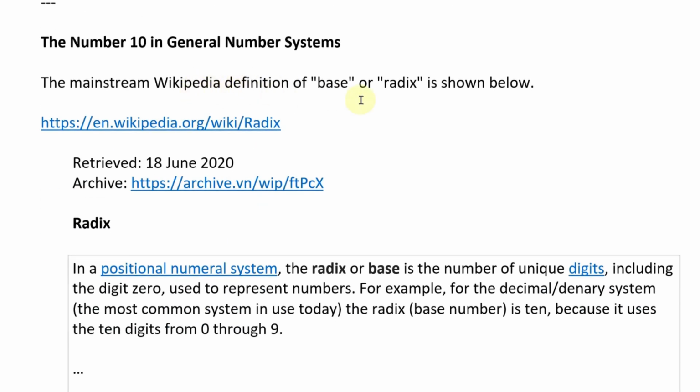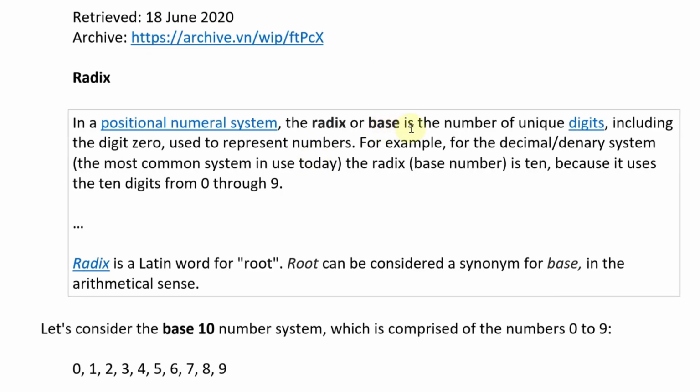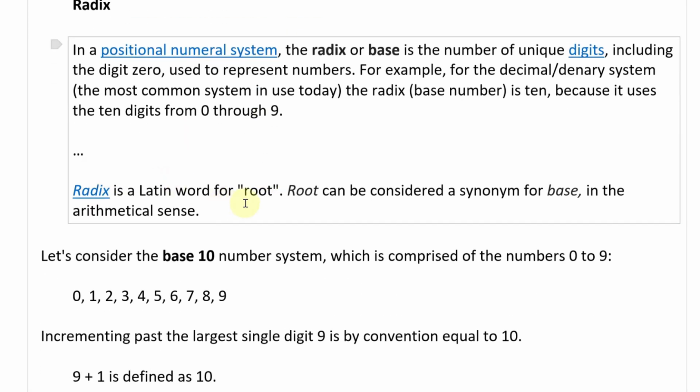The mainstream Wikipedia definition of "base" or "radix" is shown below. In a positional numeral system, the radix or base is the number of unique digits, including the digit 0, used to represent numbers. For example, for the decimal or denary system, the most common system in use today, the radix or base number is 10, because it uses the 10 digits from 0 through 9. Radix is a Latin word for "root." Root can be considered a synonym for base in the arithmetical sense.